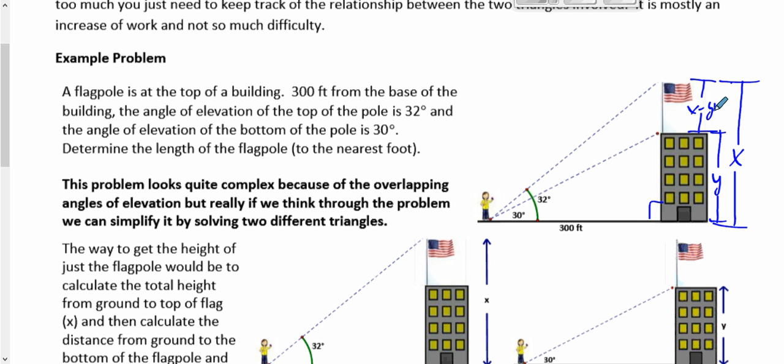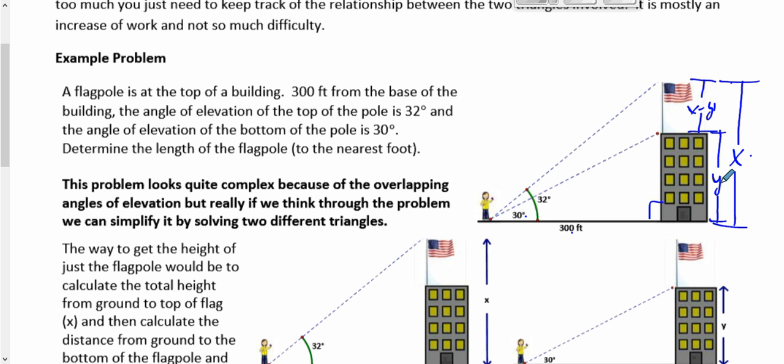What's the angle here for the big triangle? 32. So what trig, that's 300, right? So what trig function would we use here? Tangent of 32 equals X over 300. And we could solve that, couldn't we, for the height X? Because we've done a million of those, right? And now let's go to the little triangle. What's the angle in the little triangle for the building? So what would be the equation for the little triangle, for the height of the building? Okay, and you solve for Y, and then to get the flagpole, just subtract them.